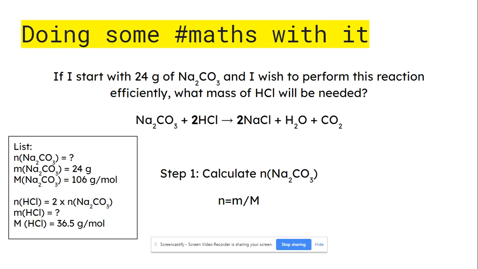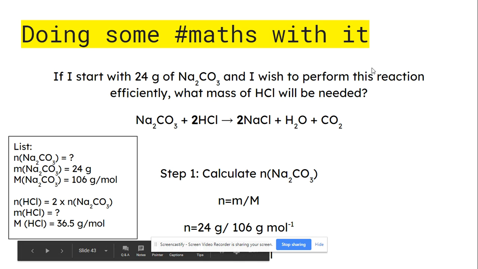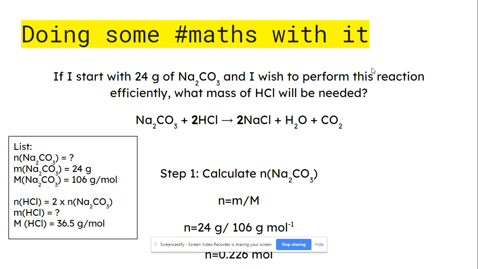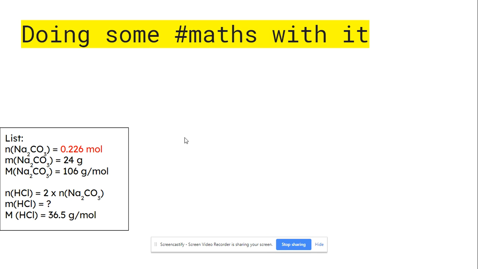So mass, 24 grams, divided by molar mass, 106 grams per mole, gives me, oh no, I'm covering it up with everything. Go away. There we go. Number of moles is equal to 0.226 moles. So next step, you see I've updated my list with 0.226 moles.